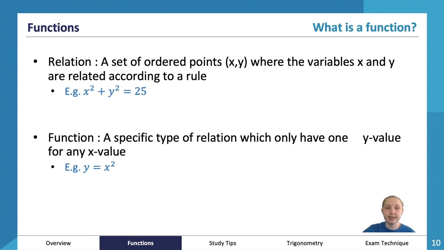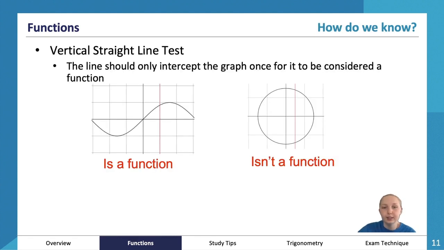So yeah, that is how you tell the difference between a relation and a function. We're going to look a little bit further at how we can tell the difference between relations and functions when we're looking at graphs as well. We do something called the vertical straight line test to test whether something is a function or whether it is a relation.